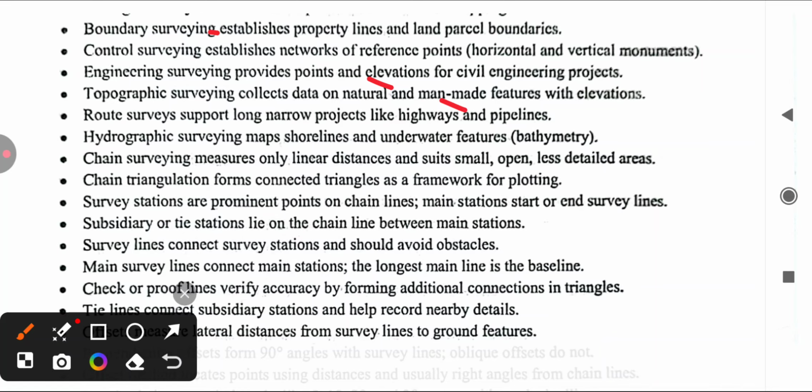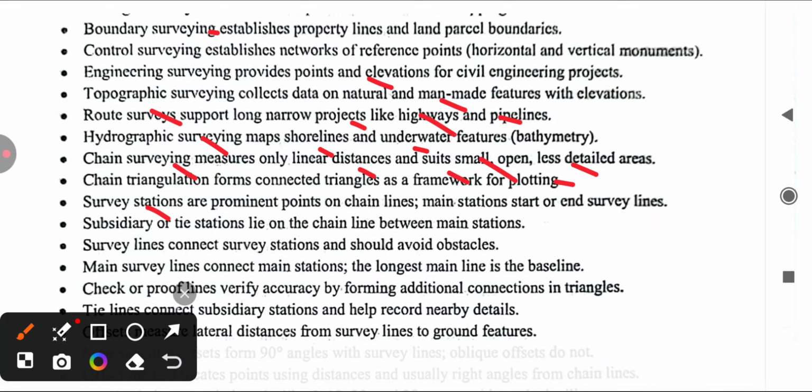Route surveys support long narrow projects like highways and pipelines. Hydrographic survey maps shoreline and underwater features, bathymetry. Chain survey measures only line distances and suits small open areas with little detail. Chain triangulation forms connected triangles as a framework for plotting.